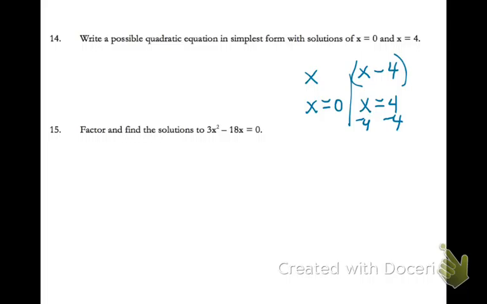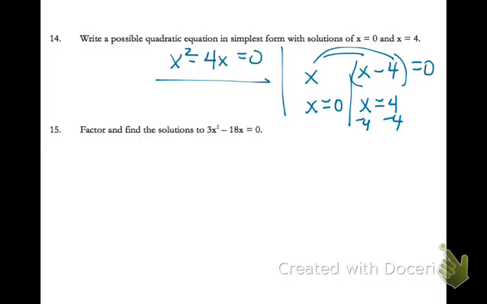And now it says write a possible quadratic equation, and we can set those factors equal to 0 in simplest form. So the simplest form then would be if I went one more step backwards and distributed that x. So x times x is x squared. X times negative 4 is negative 4x equal 0. So there's our quadratic equation in simplest form that once we factored and solved would have the solutions 0 and negative 4. Now we'll work forward.